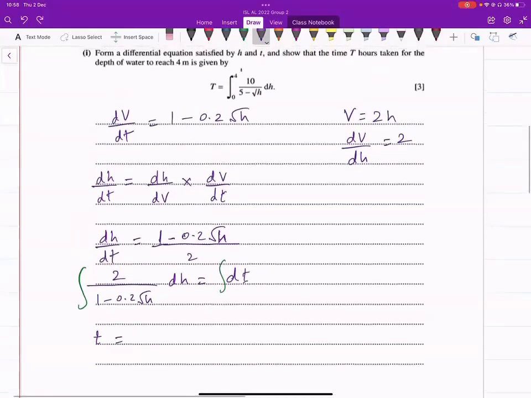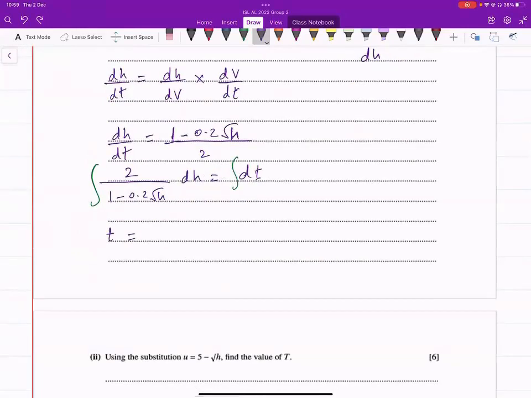जो उसने कहा हुआ है हमें फॉर्म, उसमें ऊपर 10 आ रहा है. हमारे पास 2 आ रहा है, right? How can we make that 2 10? 5 से multiply कर दें. So we multiply the numerator and the denominator by 5. ठीक है? So if we do that, we get 5 into 2 over 5 into 1 minus 0.2 into square root of h. That's what you get. ठीक है.